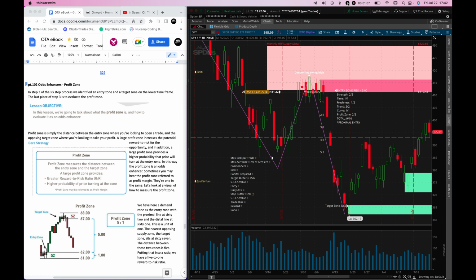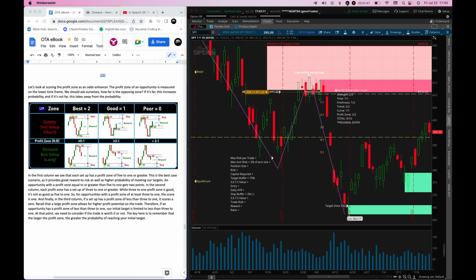Let's look at a visual of how to measure the profit zone. In the lower left-hand corner of the screen, we have a demand zone as the entry zone with the proximal line at 62 and the distal line at 61. This is a unit of 1. The nearest opposing supply zone, which is the target, sits at 67. The distance between these two zones is 5. Putting that into a ratio, we have a 5-to-1 reward to risk ratio.